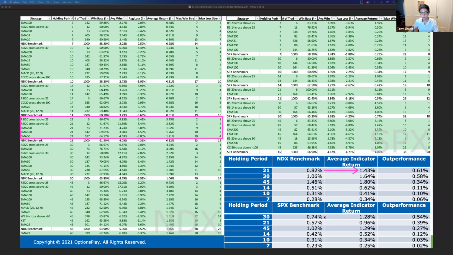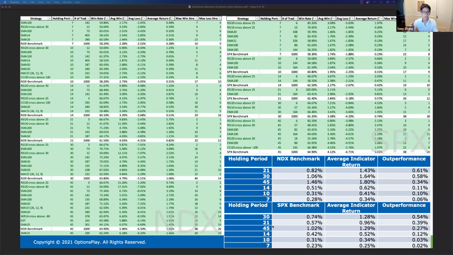The 30-day was the highest for the S&P 500, which was 128 basis points versus 74 basis points. That's an outperformance of 54 basis points. But as you can see, the top two holding periods for NDX are 21 and 30, and for SPX are 30 and 21. So this gives us an understanding as to, based on using these technical indicators, what holding period gives you the best outperformance. For both NDX and SPX, the results were between 21 and 30 days, and these are calendar days.